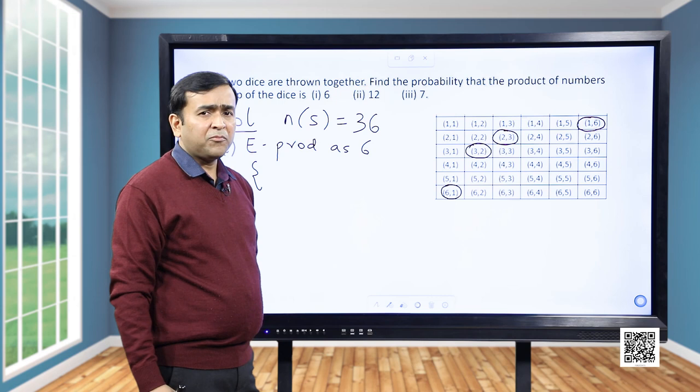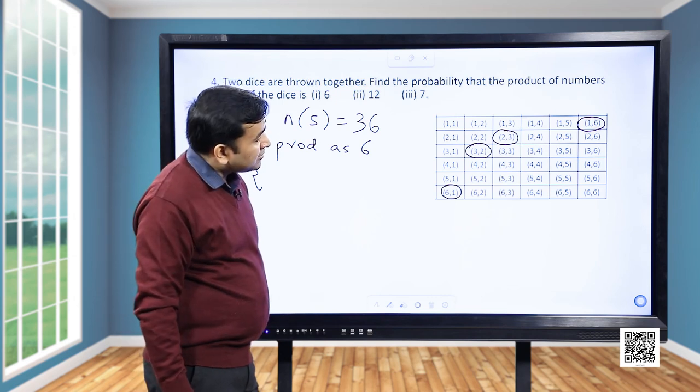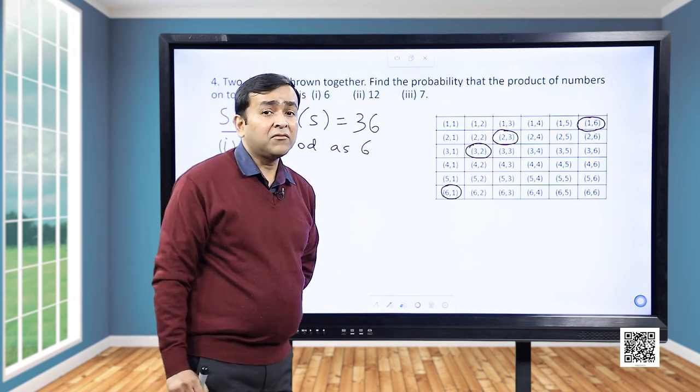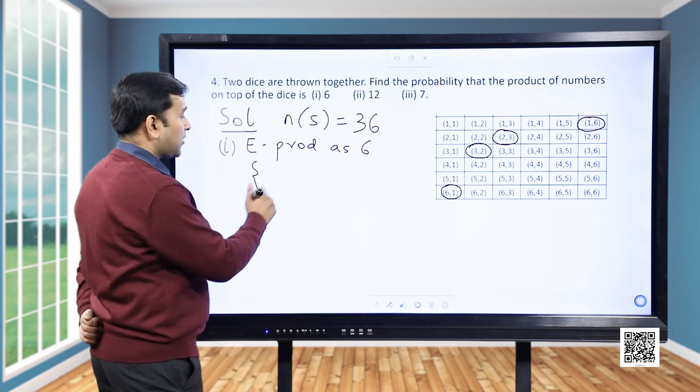Can we find any other favorable outcome? Let us see in the table. No. So these are our favorable outcomes. Let us write these.